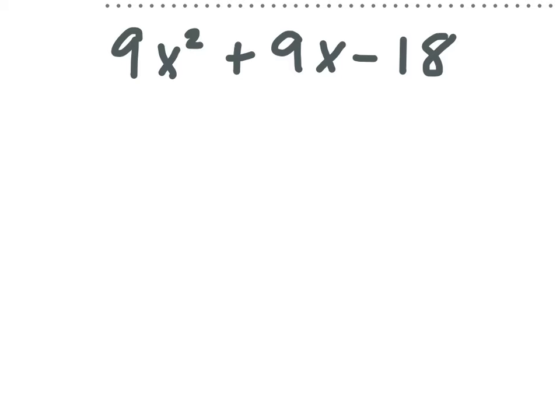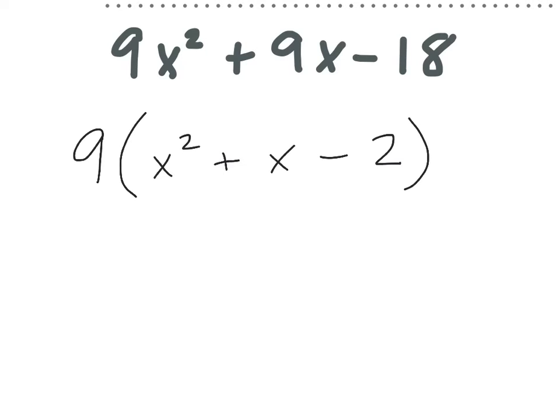Okay. Let's look at the next one. We have 9x squared plus 9x minus 18. We can take out a 9. We're going to get x squared plus x minus 2. Perfect. Now we have a trinomial in our parentheses. So we need to factor this.